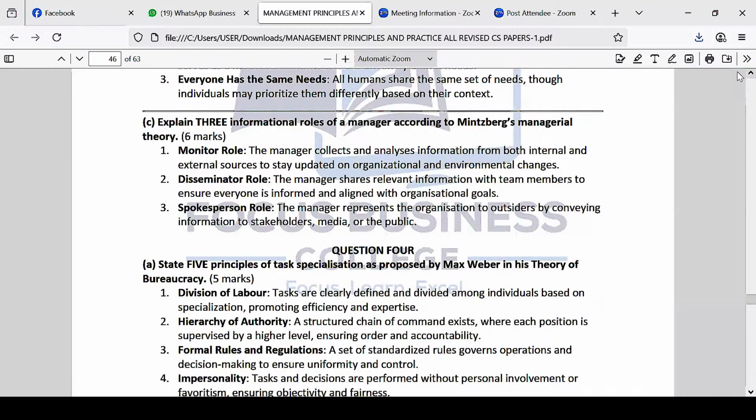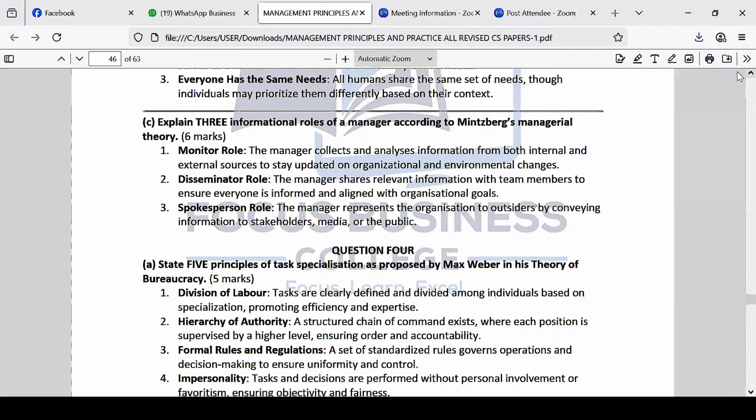Number 2 is what? Disseminator role. So that information you are collecting from the environment, both internal and external, is not for only you. You're supposed to pass it. Dissemination is you're passing that information to other people. Sometimes you go for these top level meetings where you discuss training or ideas you have come up with, and you are supposed to disseminate, let other people know what you've discussed that can help the company.